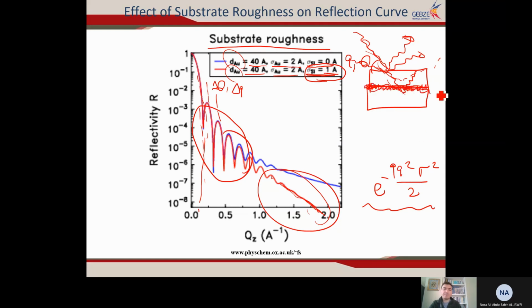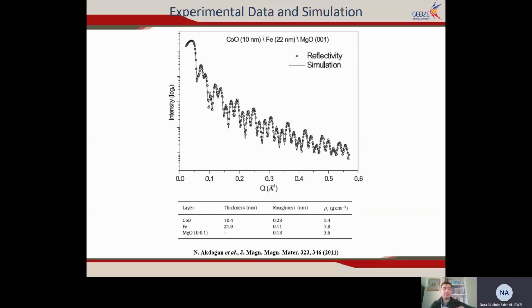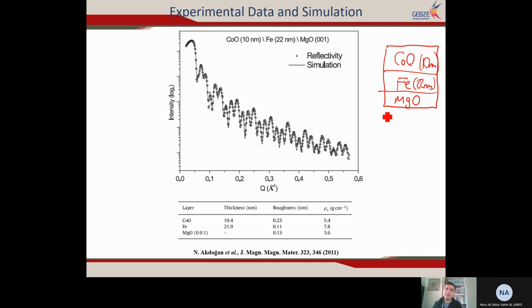Let me finish my lecture with real experimental data and their simulation, and you will see how powerful this method is. What we have here is a magnesium oxide substrate, and we have an iron layer with a thickness of 22 nanometer. And here we have a cobalt oxide layer with a thickness of 10 nanometer. These are the nominal thicknesses.